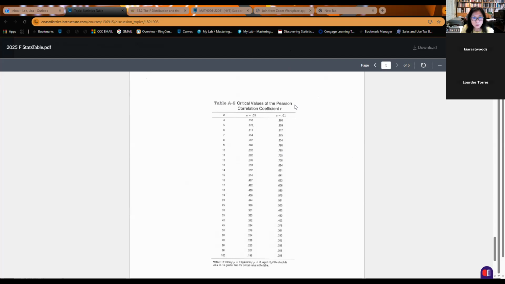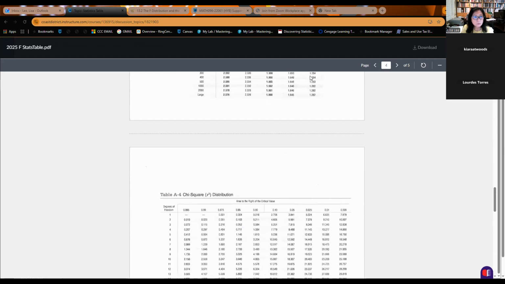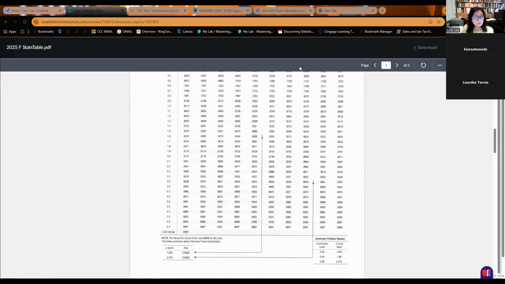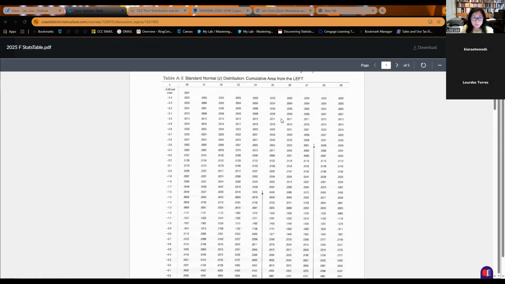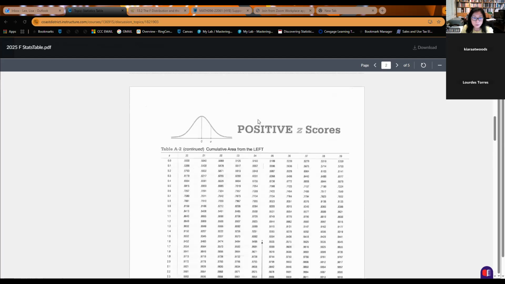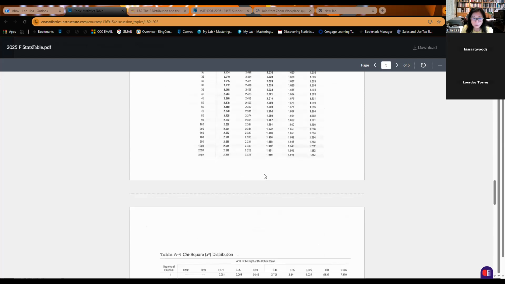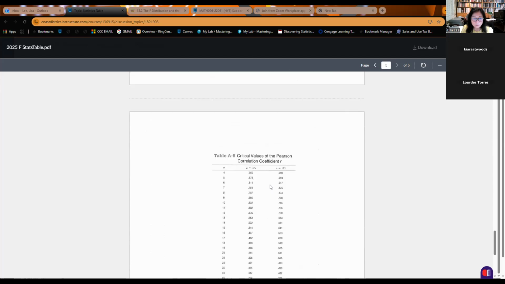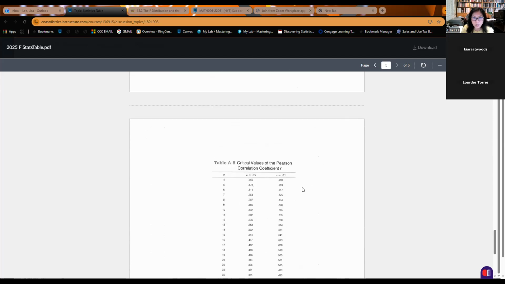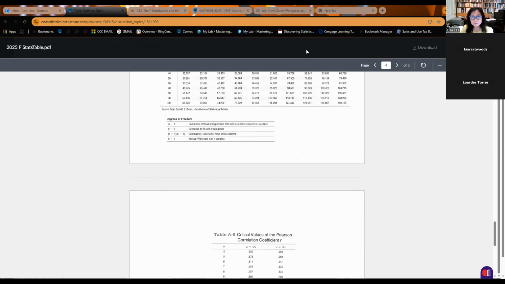So let's get out of here. This is all the tables you need. If you need the other tables, you can make copies too, okay? But if you have a graphing calculator, actually TI-84, we don't need the earlier tables here. What we need is only the A6. Your A6 is not in the calculator.